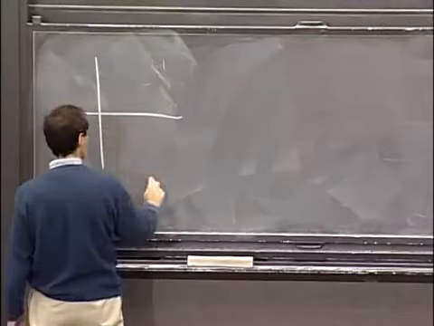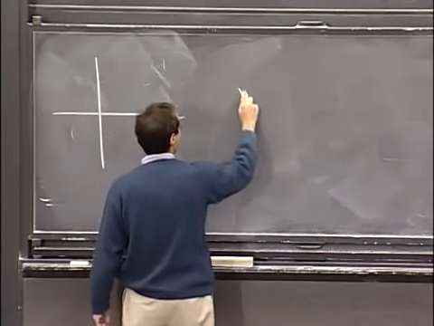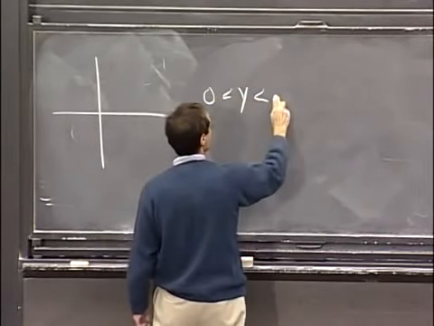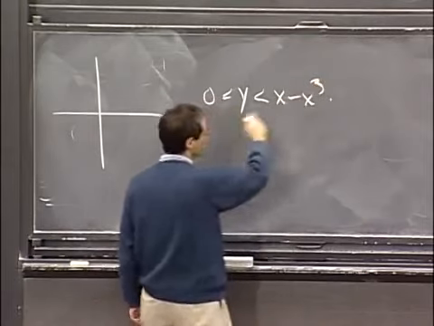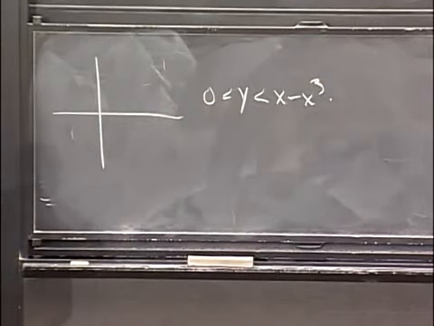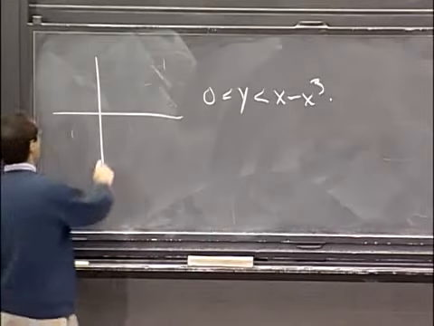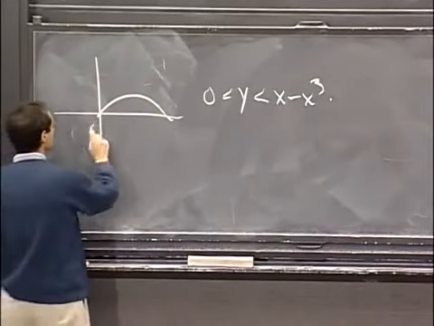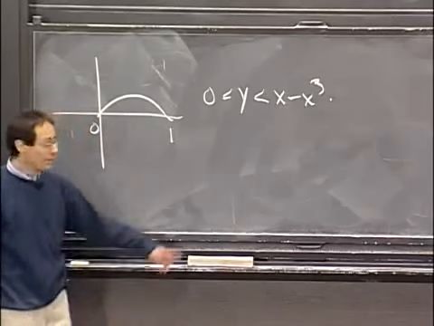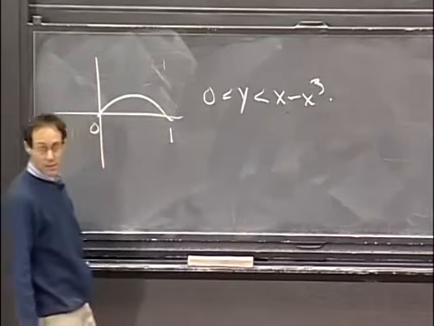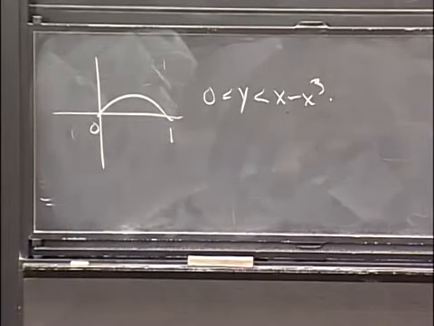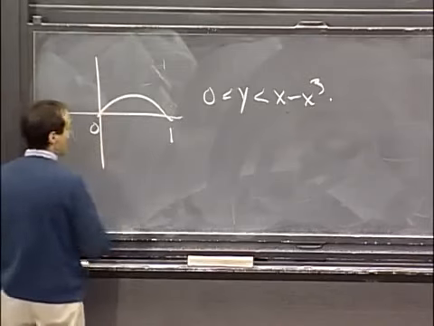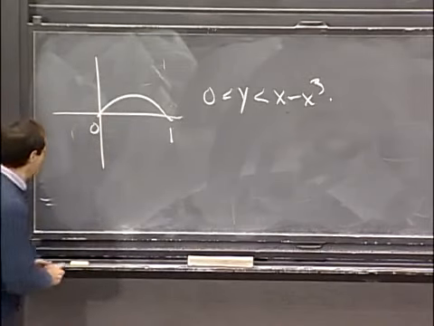Suppose you're looking at the curve y between 0 and x minus x cubed. All right? So this is some kind of lump like this. It goes from 0 to 1 because the right-hand side is 0 at 0 and 1 here. It's some kind of thing. And there are these two possibilities.